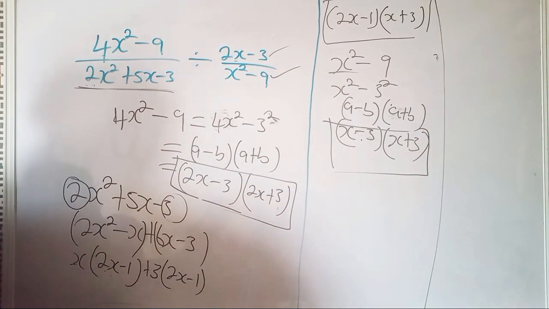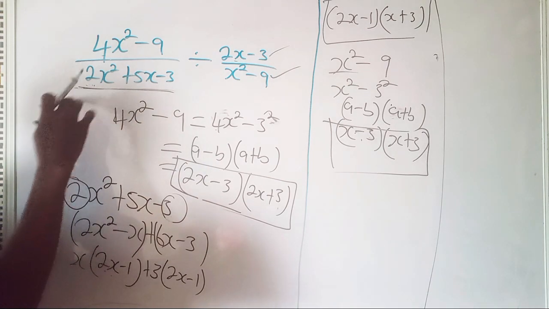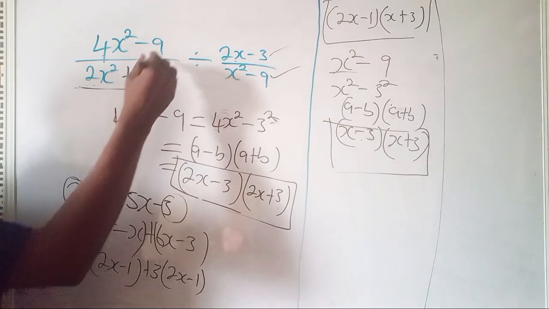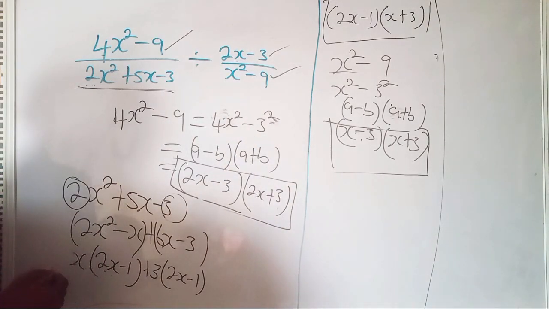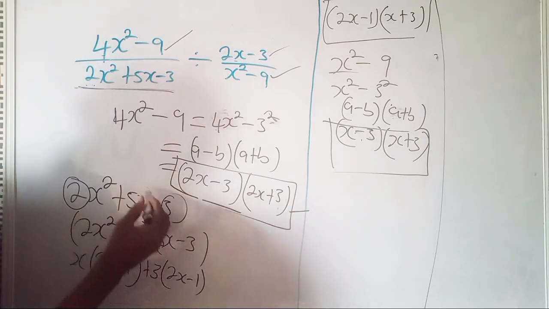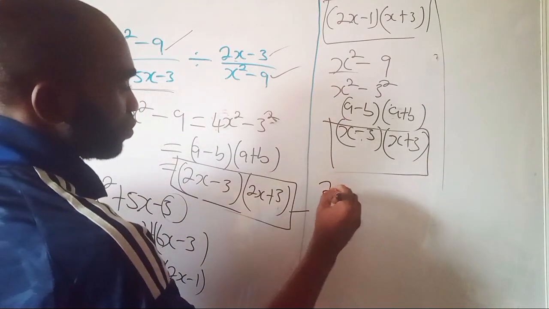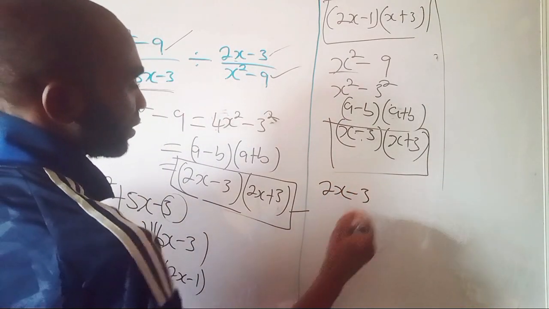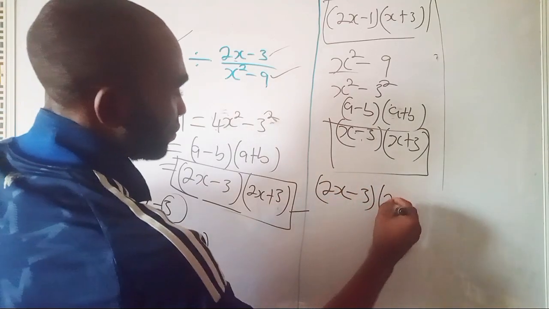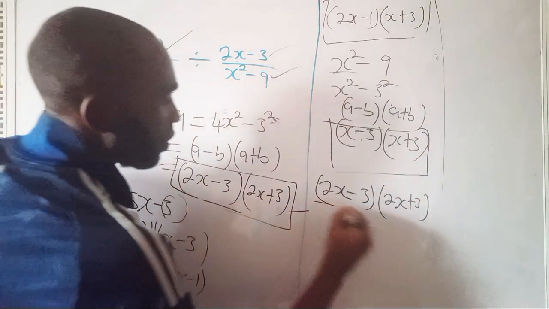So now, since all this has been done, let's put them back into the expression, the question we have. So now, 4x squared minus 9 was factorized to be this. So let's put it as (2x minus 3), close, and have (2x plus 3), okay, all over.